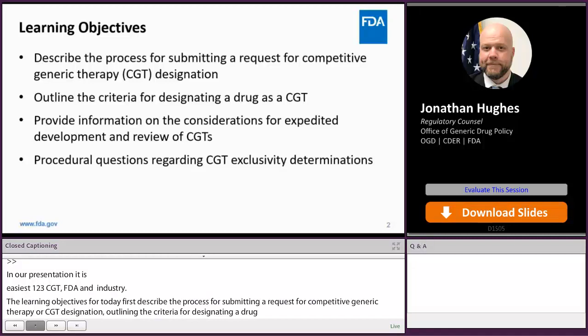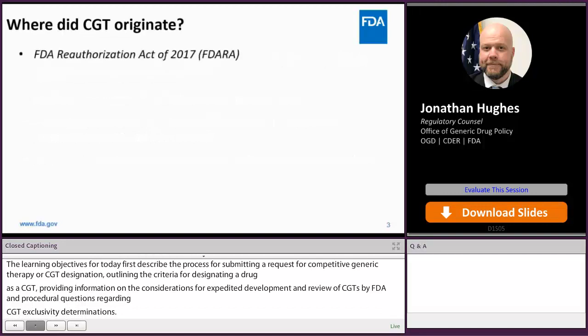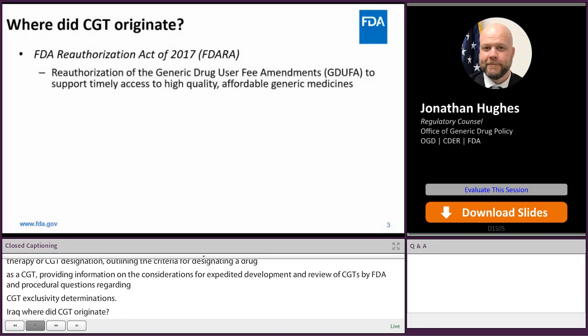Where did CGT originate? The FDA Reauthorization Act of 2017, FDARA, was the reauthorization of the Generic Drug User Fee Amendments, GDUFA, to support timely access to high-quality, affordable generic medicines.